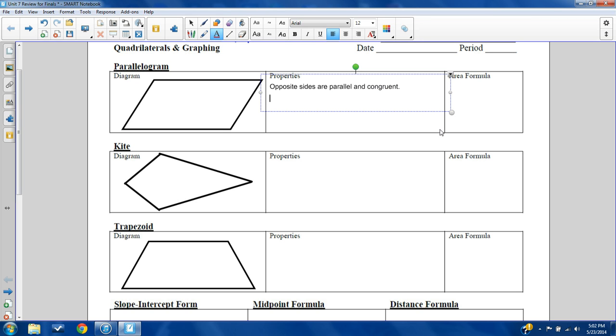Both parallel and congruent. So, by the way, if you are writing this down, you're going to have to pause because I'm flowing through this for you. Opposite angles are congruent. Consecutive angles are supplementary. And finally, diagonals bisect each other.